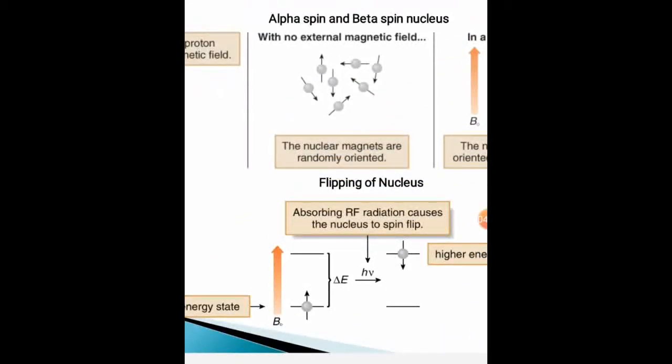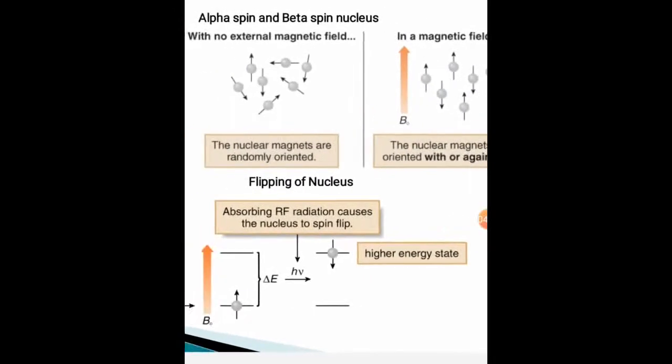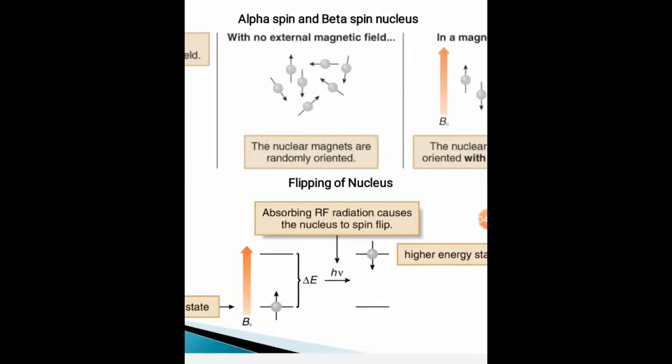See here in this diagram. According to quantum mechanics, the magnetic moment of some nuclei aligns with the applied magnetic field and hence they are more stable, having less energy. We call these nuclei alpha spin nuclei, and the nuclei which oppose the applied magnetic field are less stable, having more energy. We call these nuclei beta spin nuclei.